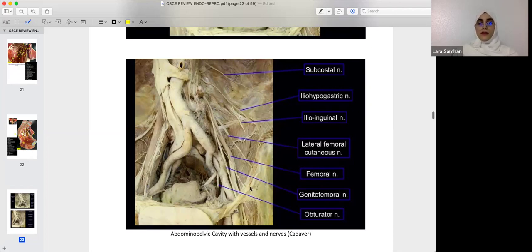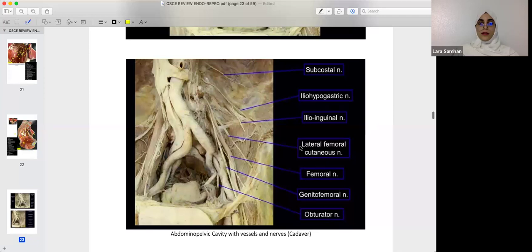Okay, so for example, in here we have the obturator nerve, number 1. Number 2, we have the genitofemoral. From the word genitofemoral, it means it will go to the genitalia and the femoral part. Because of that, it's called the genitofemoral. We have in here this bigger nerve, the femoral nerve. This thing is the lateral femoral cutaneous.